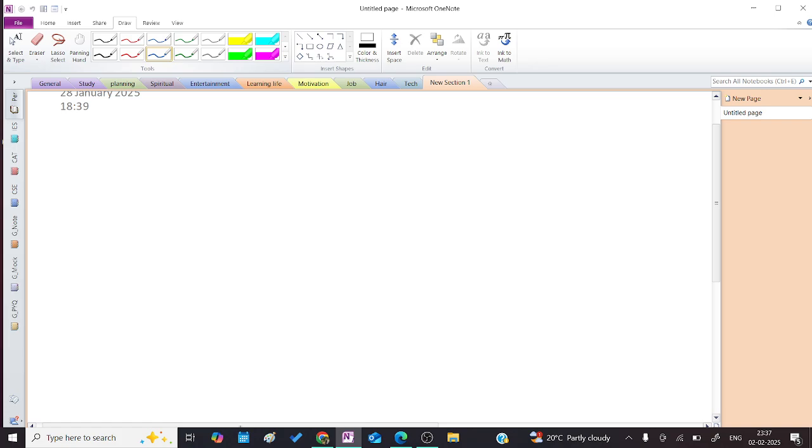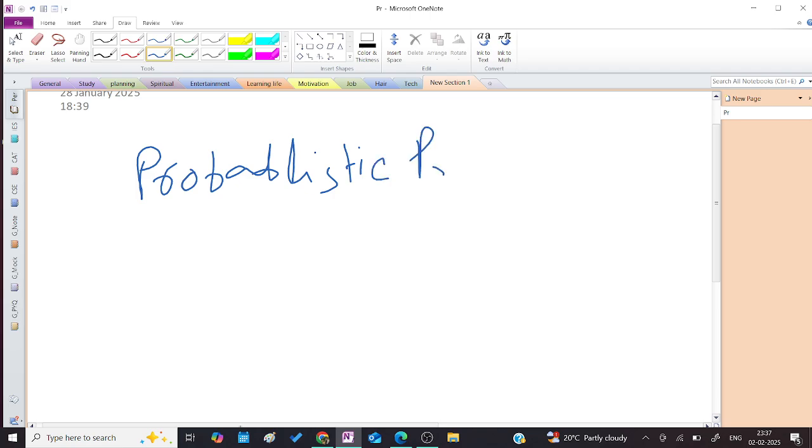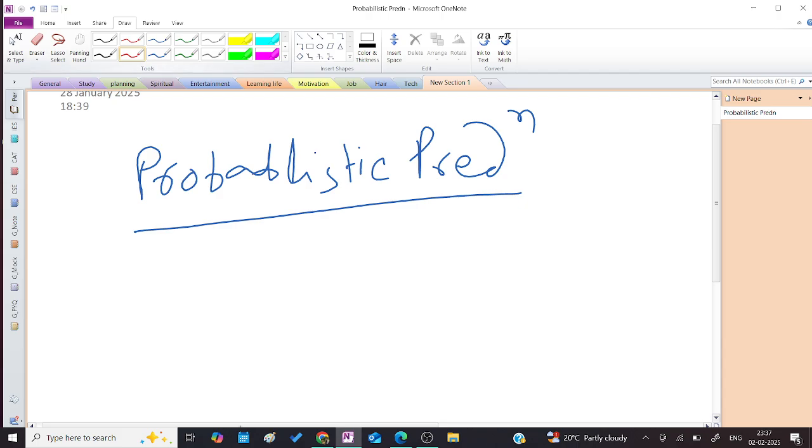Today is day 2 of machine learning, and today we will be discussing probabilistic prediction. Okay, so what is this and why we need probabilistic prediction is to handle ambiguous cases.